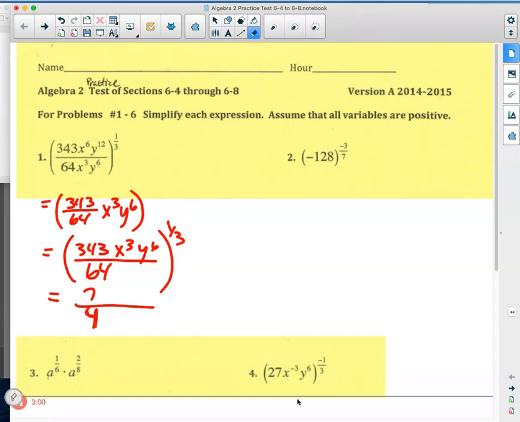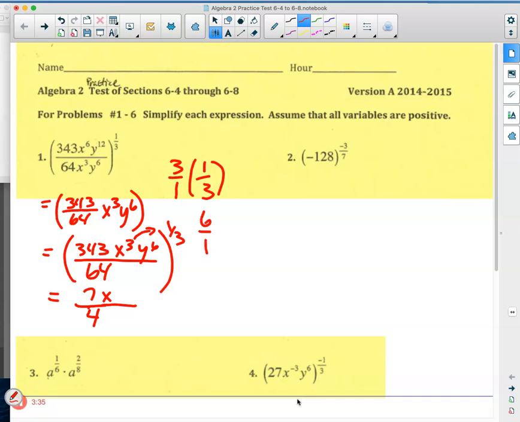And then that 1/3 power, because the variables and the exponents, we deal with those a little bit differently. When you raise a power to a power, you multiply. So I think I'm just going to leave this 7/4 as it is. But I need to have x to the 3rd, the power of 3 has to get multiplied by 1/3. So remember, that's 3 over 1 times 1 over 3. The 3's will cancel, and I'll get x to the 1st, which would just be an x to put up here with the 7. And then for my y to the 6th to the 1/3, we would have 6 over 1 times 1 over 3.